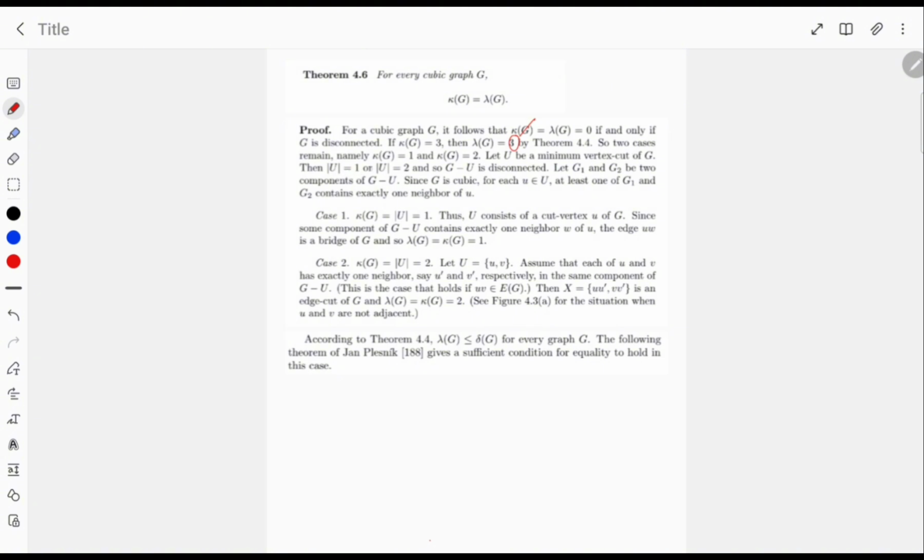So two cases remain, namely κ(G) = 1 or κ(G) = 2, since this is the maximum. So let's proceed to 1 and 2. Let U be a minimum vertex cut of G, then the cardinality of U is equal to 1 or 2, and graph G minus U is disconnected.